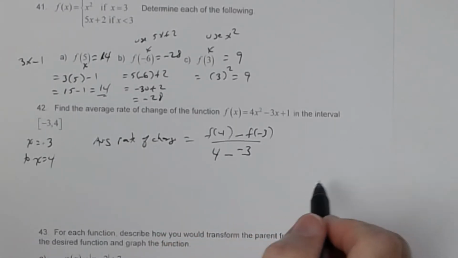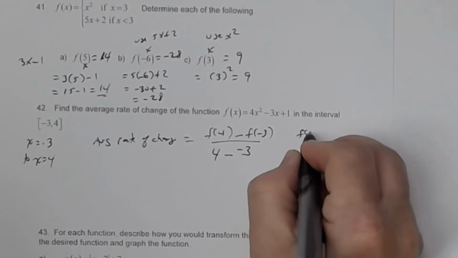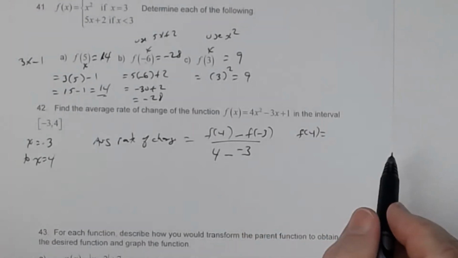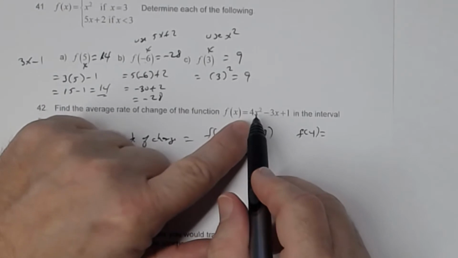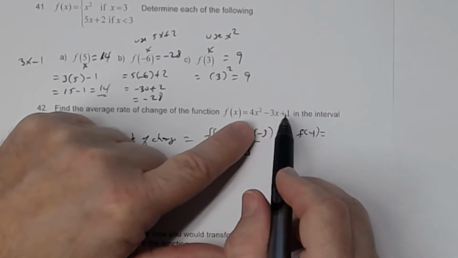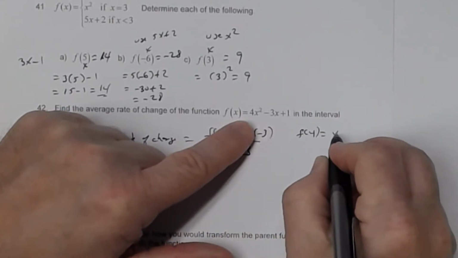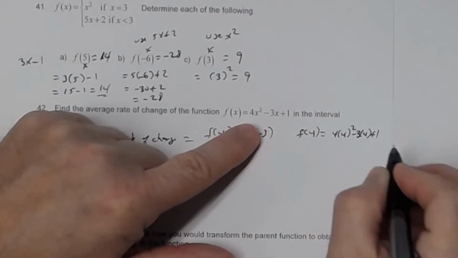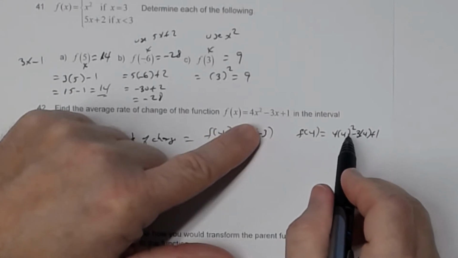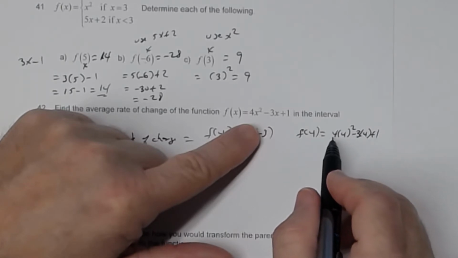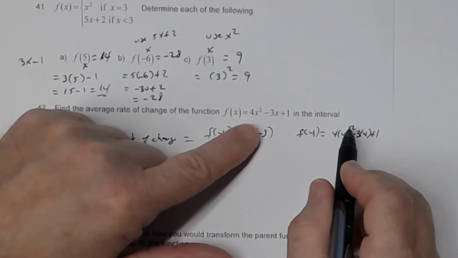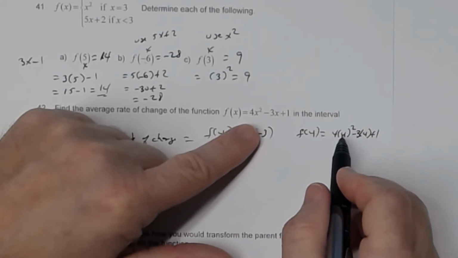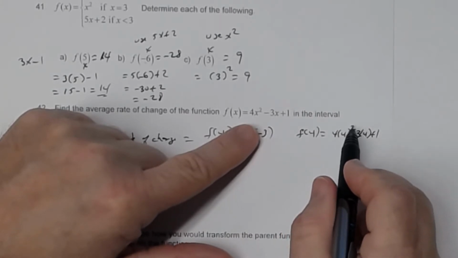Now you go off to the side and you do the work. So let's go ahead and find f of 4. f of 4 means that I'm going to go to my function f, and where we see the variable x, I'm going to substitute 4. So I get 4 times 4 squared minus 3 times 4 plus 1. 4 squared is 16. Remember, you do the exponents first before you multiply. 4 squared is 16. 4 times 4 is 16. That does not mean 4 times 2. It means 4 times 4.